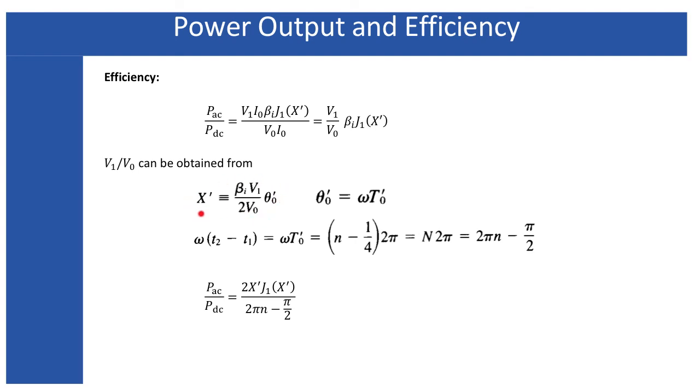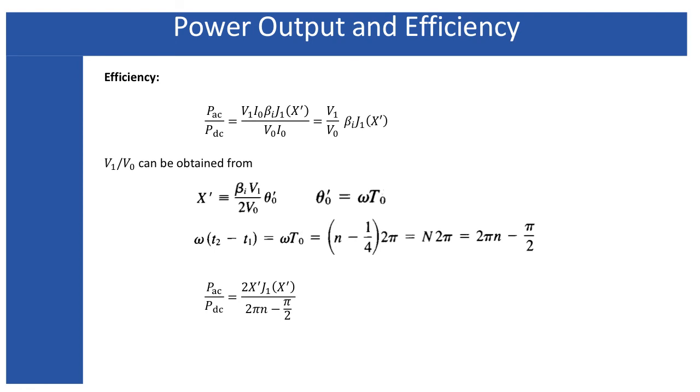This is the expression that I already obtained for x dash, and this is the theta naught dash, and the round trip transit time can be associated with the round trip transit angle by multiplying this angular frequency term with this. And finally, this round trip transit time can be related with the mode numbers as shown over here. After knowing all of these parameters from these three expressions, we can easily obtain the ratio of V1 to V0, because out of all these parameters, the only unknown is x dash.